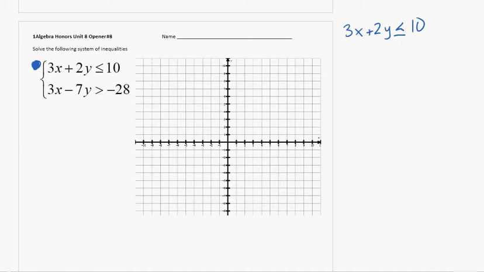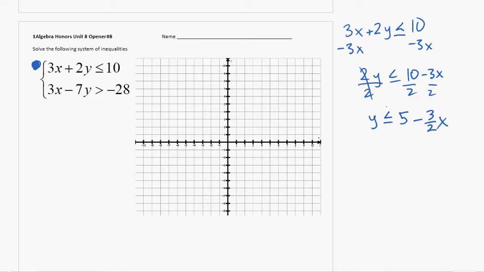So anyway, in order to graph this, since I know 3 doesn't go nicely into 10, I don't think I'm going to try to use the intercept method. Instead, I'm going to try to isolate the y variable. So I'm going to subtract 3x on both sides, and then I'll have 2y is less than or equal to 10 minus 3x, and then I'll divide by 2. So I will end up with y is less than or equal to 10 over 2, which is 5, minus 3 halves x. Alright, so I've got it in slope-intercept form now.